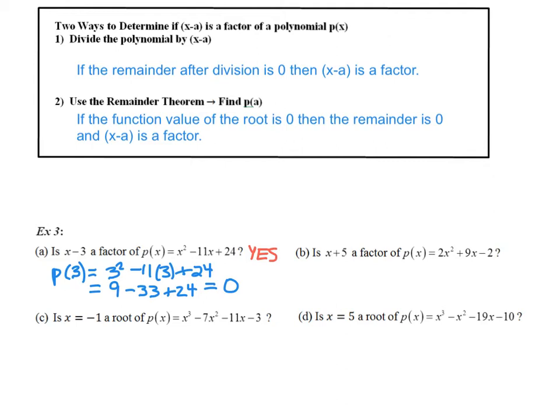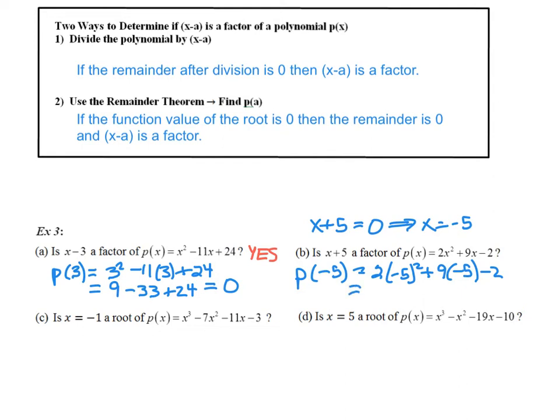Is x plus 5 a factor of p of x? In order to test this, we have to remember to take that factor, x plus 5, set it equal to 0, and solve for the possible root, in this case negative 5. So I want to find p of negative 5. That's going to be 2 times negative 5 squared plus 9 times negative 5 minus 2. When I do that arithmetic, I end up with an answer of 3, so p of negative 5 is equal to 3. That's my remainder, and since the remainder is not 0, that tells me that x plus 5 is not a factor of that polynomial.